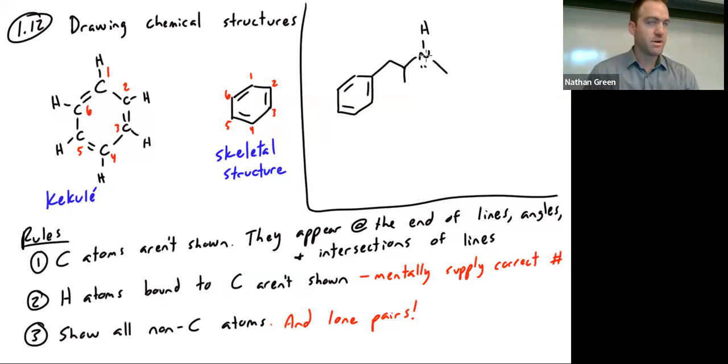Notice what I've done is I drew in my nitrogen. I drew a lone pair on it. Hydrogens bound to other atoms must be shown. So if this nitrogen has a hydrogen, I have to show it explicitly. I didn't draw any of the other hydrogens in here. What I want you to do is draw all of the other hydrogens on this molecule. Show me them explicitly. And not homework, do it right now.